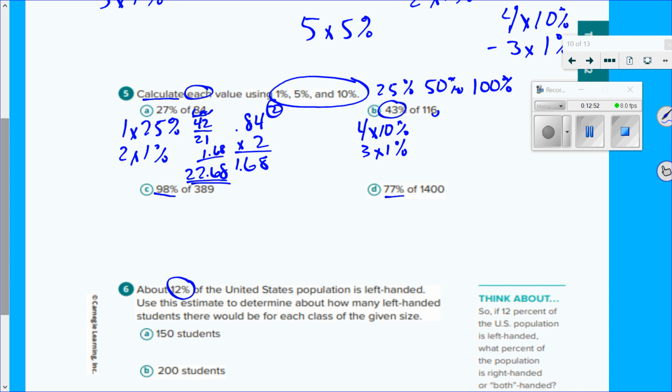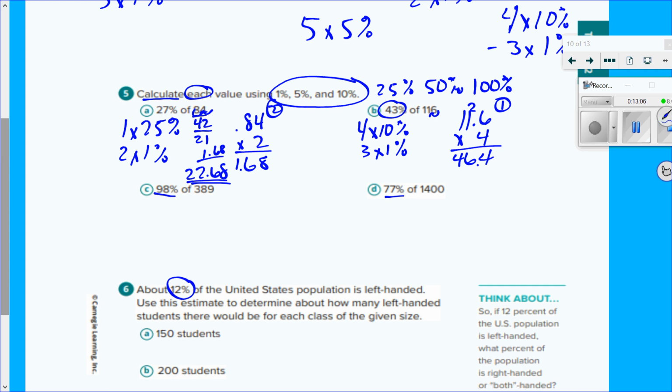So 10%, I'm just moving it once. So 11 and 6/10 times 4. I have 1 decimal place. 2464 with 1 decimal. And then my second one, on the 1%, I've got to move my decimal twice. So that's 1 and 1600ths times 3. I now have 2 decimal places. Gives me 1843 with 2 decimal places. And I'm just putting those 2 numbers together. So add 348 gives me 4988.